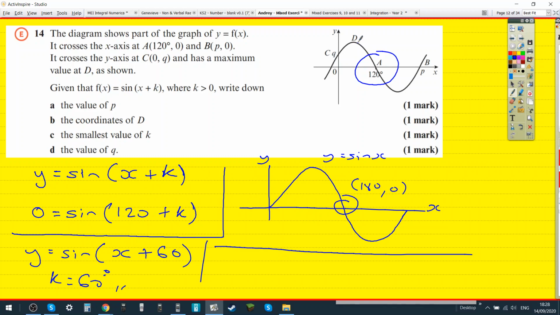Yeah. So that's usually at 90. So I think it'll be 31. So you can check with your calculator. I think that one's 31. The smallest value of k. Wait, what? Did I mean the smallest value of y?